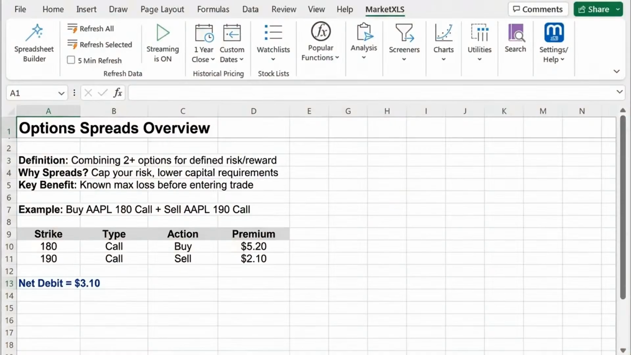Option spreads in Excel give you a powerful way to manage risk and define your potential outcomes before you ever enter a trade. A spread simply means combining two or more options on the same underlying, where you buy one and sell another. The beauty is that your maximum loss is known up front. Today, we will walk through how to build, analyze, and track option spreads right inside Excel using MarketXLS.